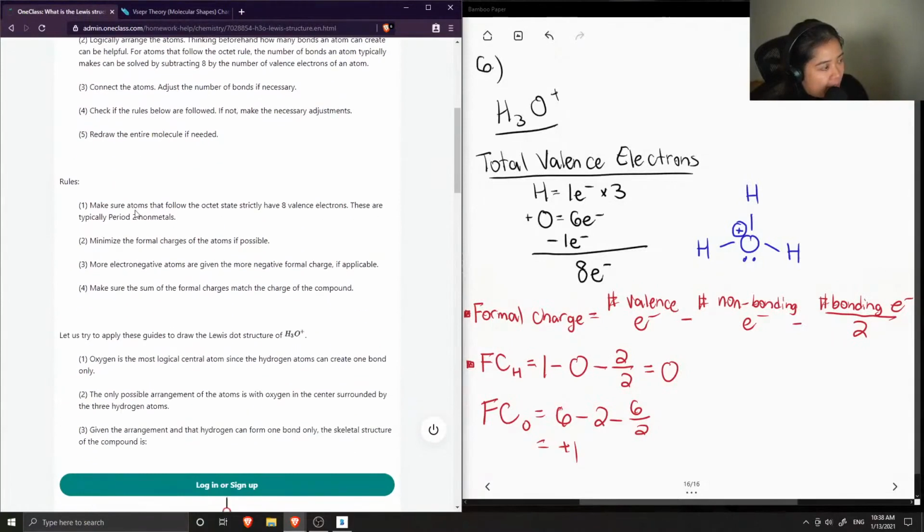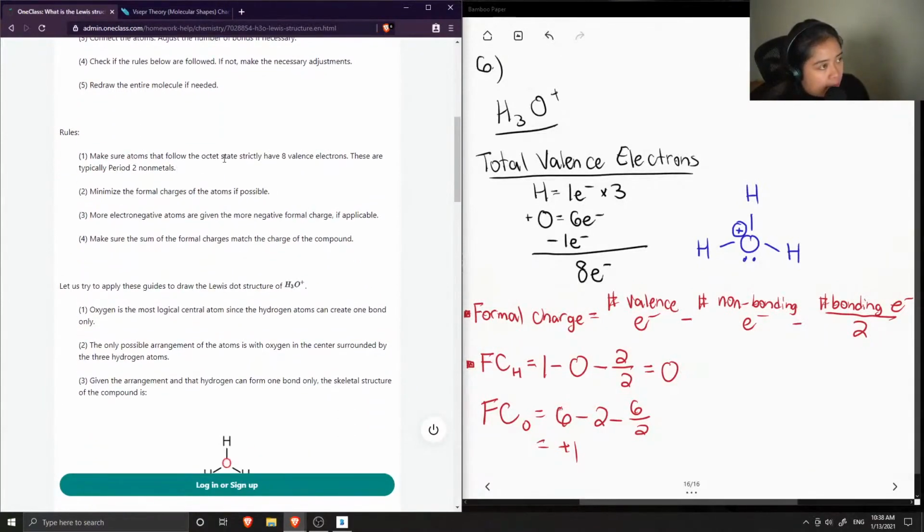And there are also some rules that we need to follow. Make sure atoms that follow the octet rule strictly have 8 valence electrons. These are typically period 2 nonmetals. So we can have some cases where the atom doesn't follow the octet rule. Some examples would be boron or beryllium, where they can have empty orbitals and still be stable.